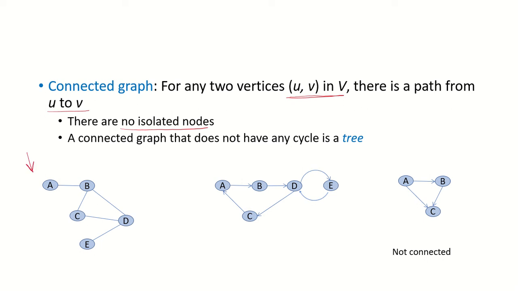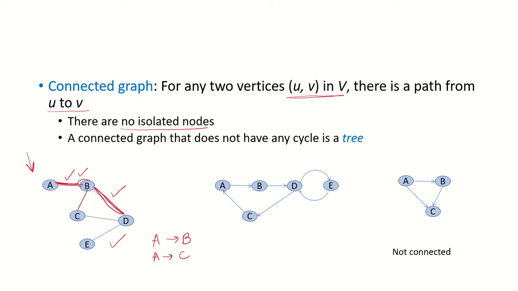So here if we look at this graph, suppose we have to see whether there is a path from A to B. Yes, there is, because there is this edge. Is there a path from A to C? Yes, there is a path. Is there a path from A to D? Yes, we can go from here to here. Is there a path from A to E? Yes, we can go from A to B, then B to D, then D to E. So from A, we can go to any other node.